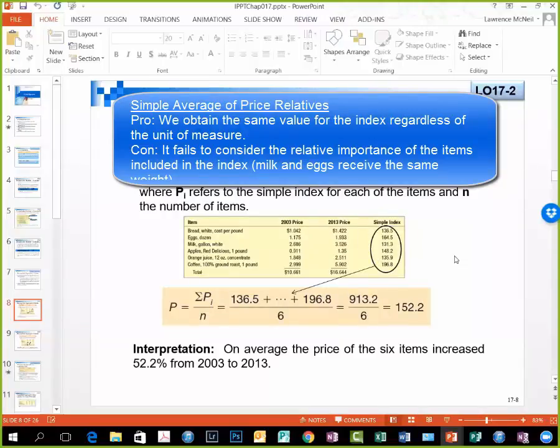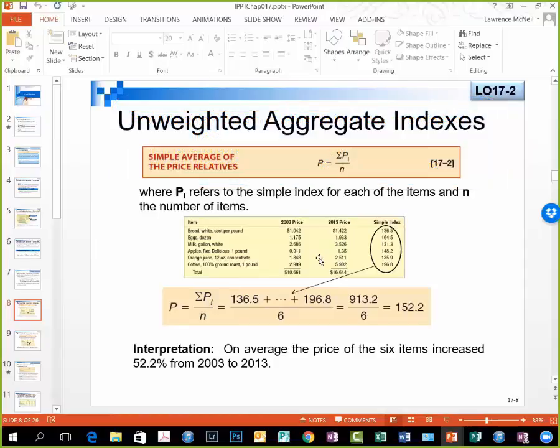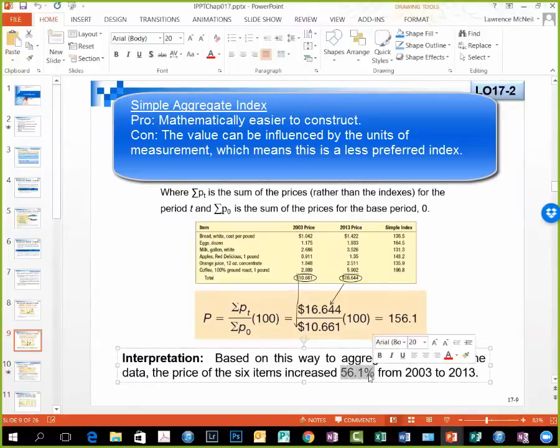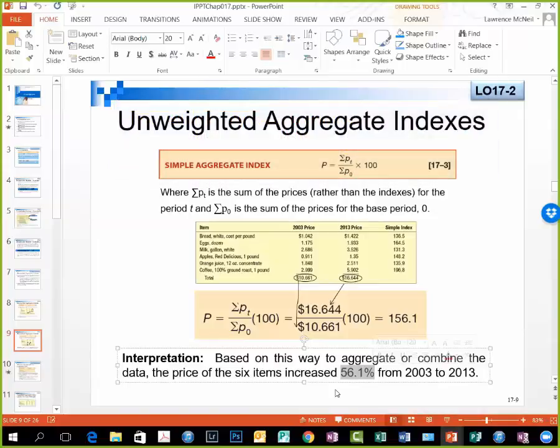Okay, so that 913 comes from the fact that we individually found the price changes and then found the average, whereas here we just added them up. Based on this aggregate way of combining data, the price of the 6 items increased 56%. So you do see a bit of a bias, you do see a higher outcome, when you just add things up. As long as you know how you did it, then you can make the proper interpretation.